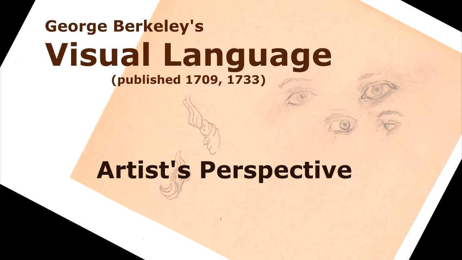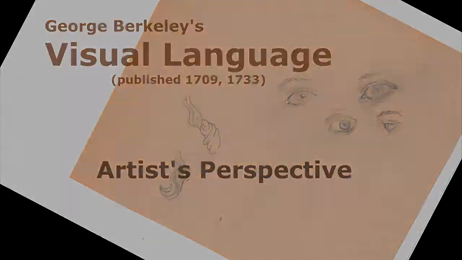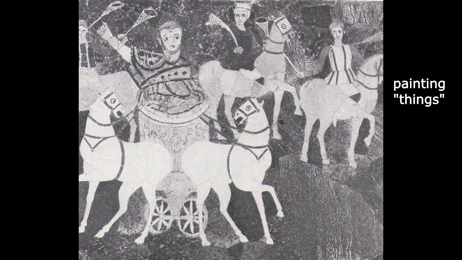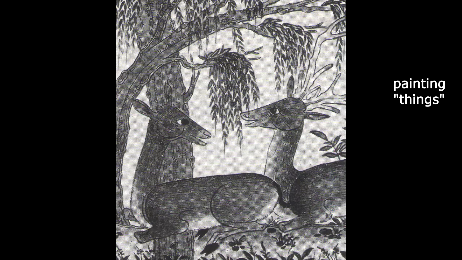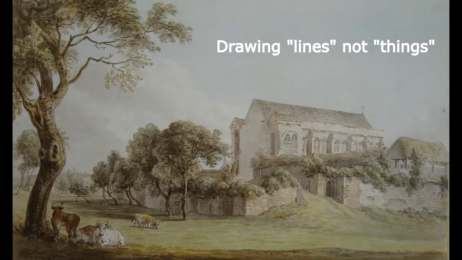So any artist, or for that matter anyone who's ever taken a basic drawing or sketching course, would generally be sympathetic to Berkeley's proposal of a visual language, though the reference to the author of nature might be problematic. I mean, pick up any book on how to draw, and invariably the first part of the book will emphasize that an artist does not draw things. An artist draws lines.